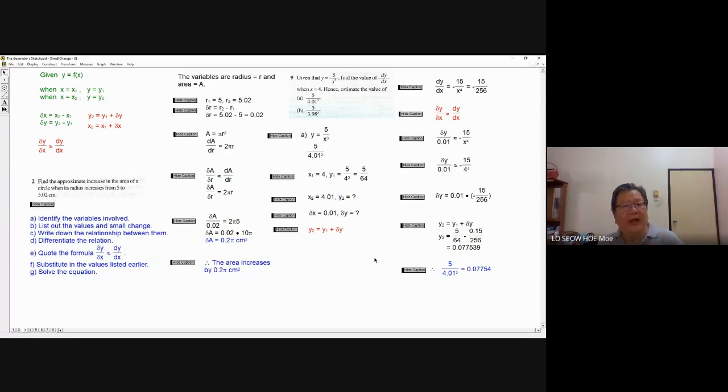Okay. Now I start with question number 2 again. Identify the variables. What is R1, what is R2, and what is delta R.